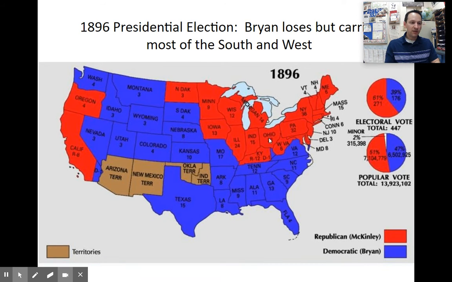I wouldn't say easily. If you look at the political map here, it's a very regional victory.